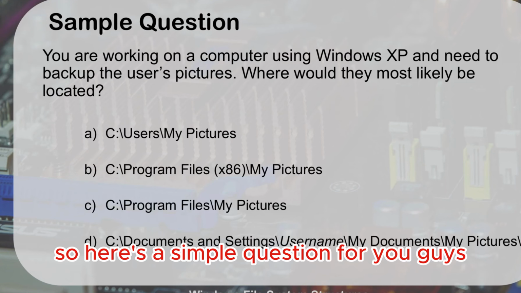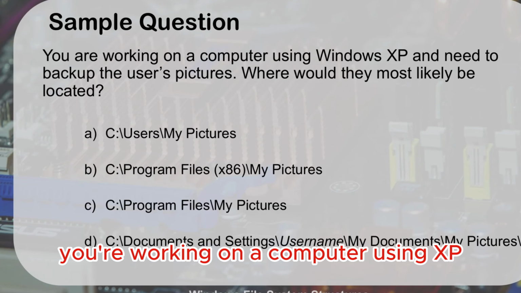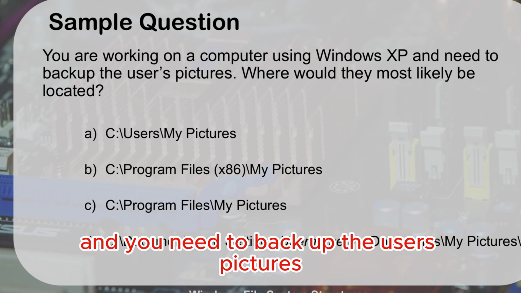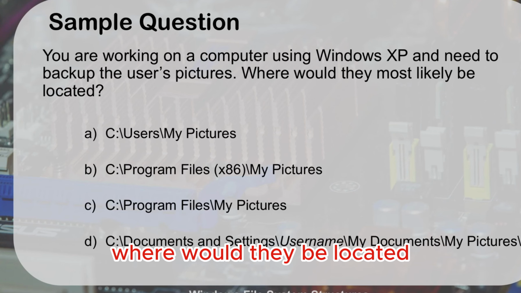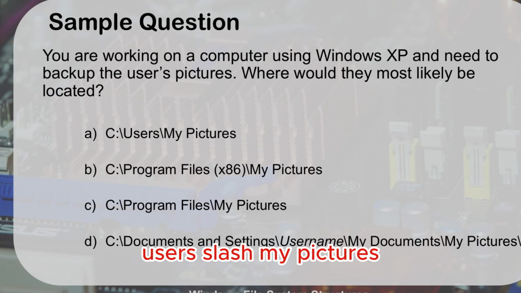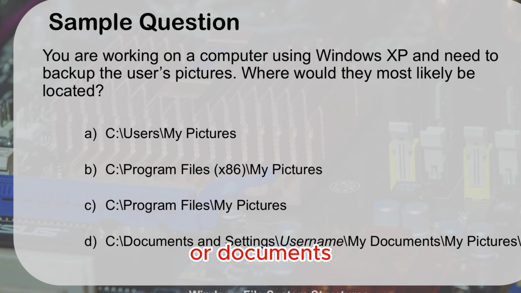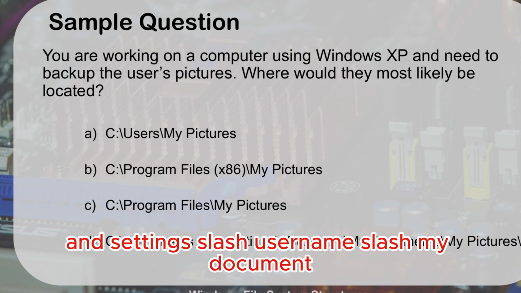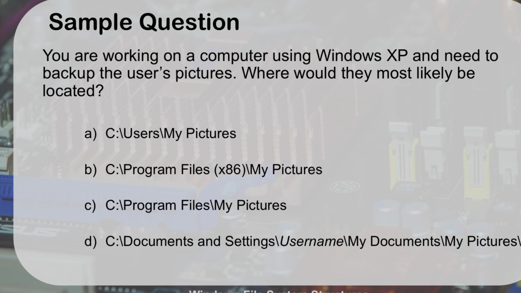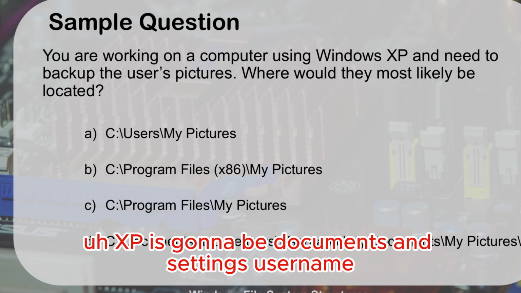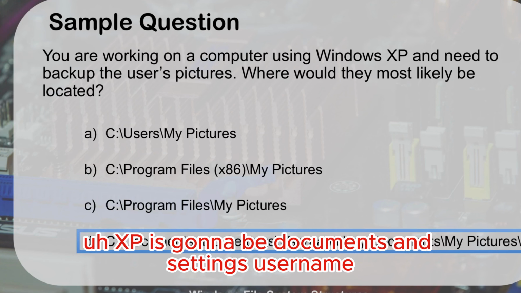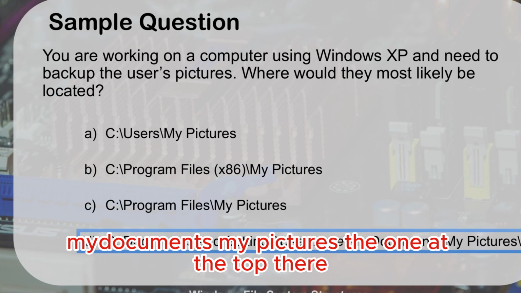So here's a simple question for you guys. You're working on a computer using XP, and you need to back up the user's pictures. Where would they be located? Users/my pictures, program files/my pictures, or documents and settings/username/my documents/my pictures. D, right? XP is going to be documents and settings, username, my documents, my pictures.